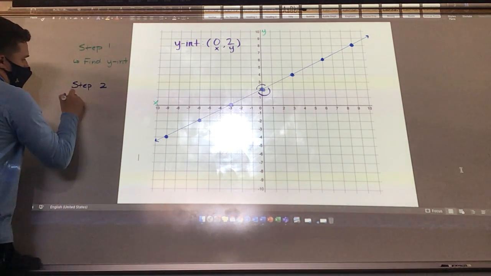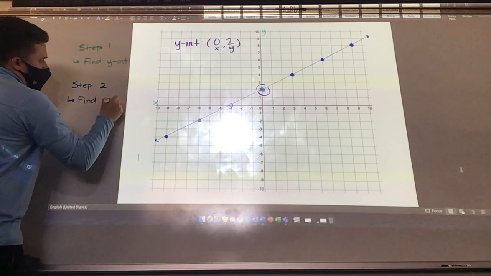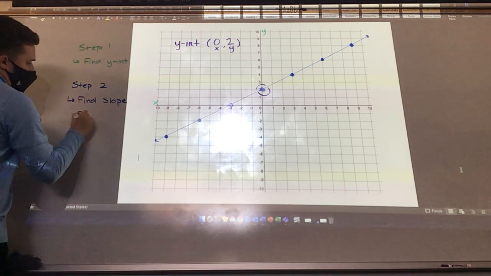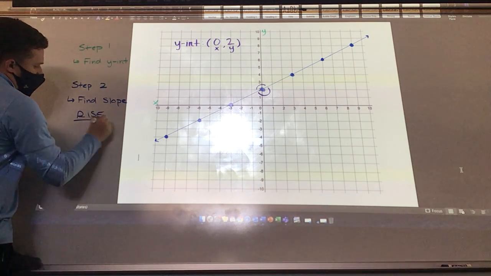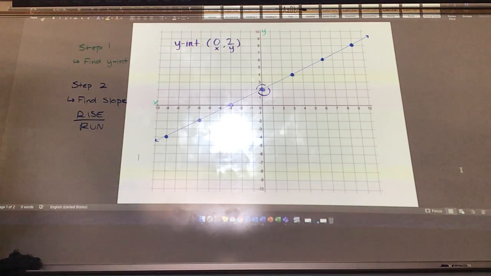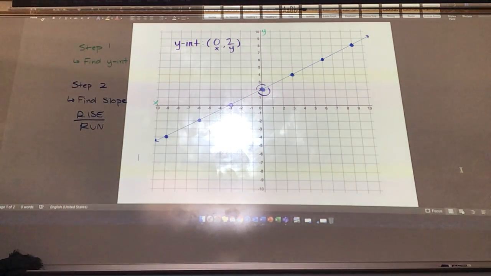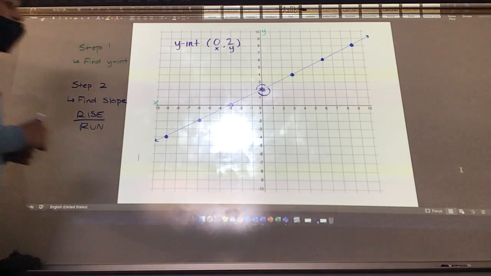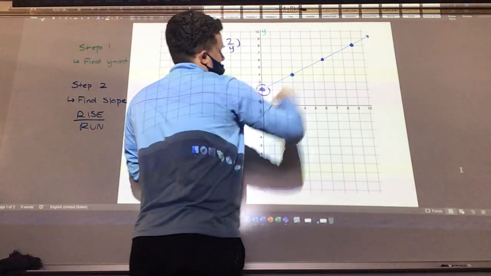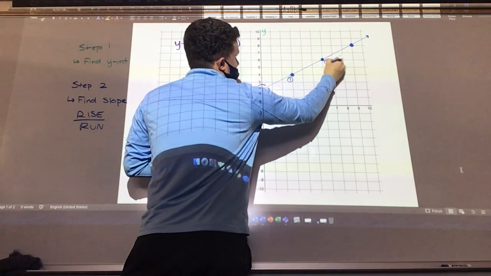Step 2. Find slope, remember, which is rise over run. So how we do that is pick 2 points. I would always say use your y-intercept point that you already have. Or you can pick 2. I'm going to use these 2 right here. So I'm going to use this point as 1. This is my second point, okay?